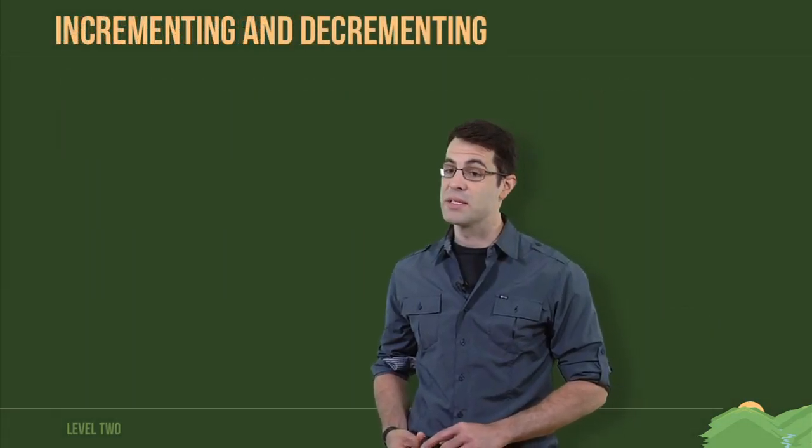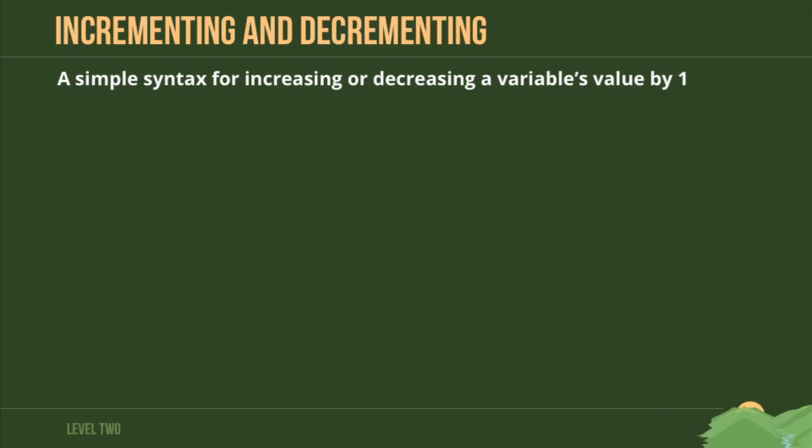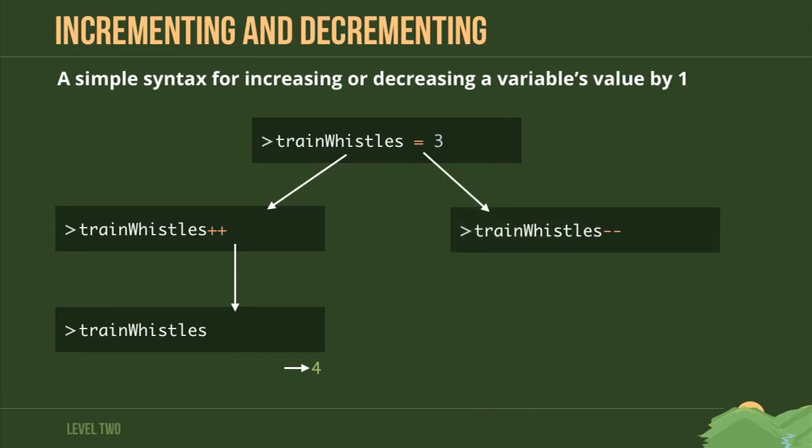There's a simple way to increase or decrease a variable's value by 1 in either direction. This is called incrementing and decrementing. Here, on the left side, you can see that we have trainWhistles plus plus, which is a simple syntax for increasing a variable's value by 1. Now you can see the trainWhistles value is 4. If we wanted to decrease the variable by 1, we would have used a minus minus syntax, which would have produced a value of 2 inside the trainWhistles variable.